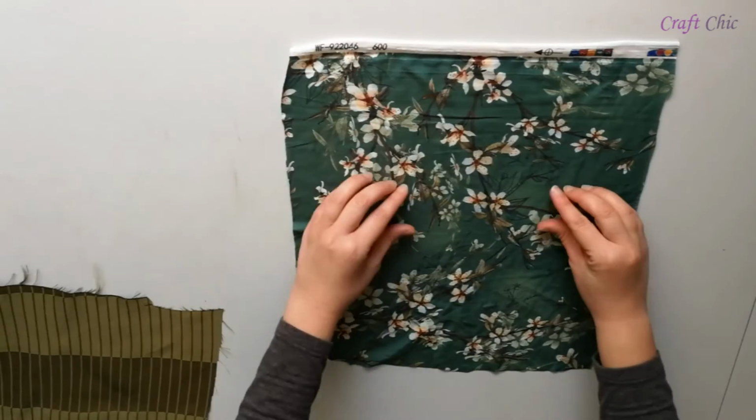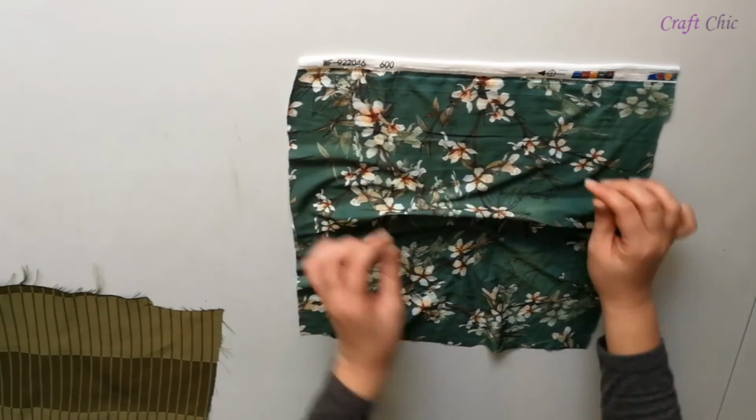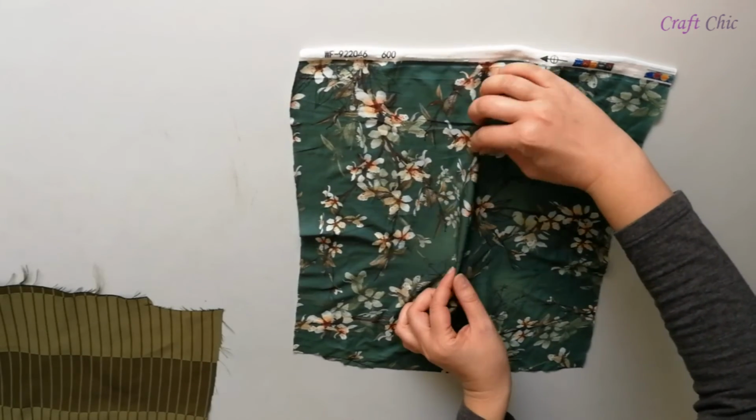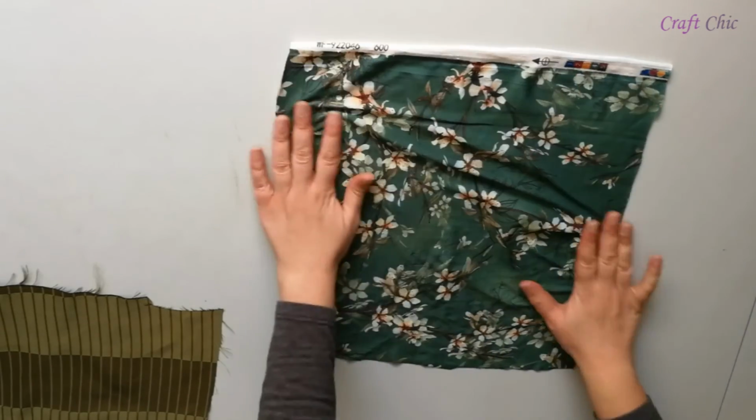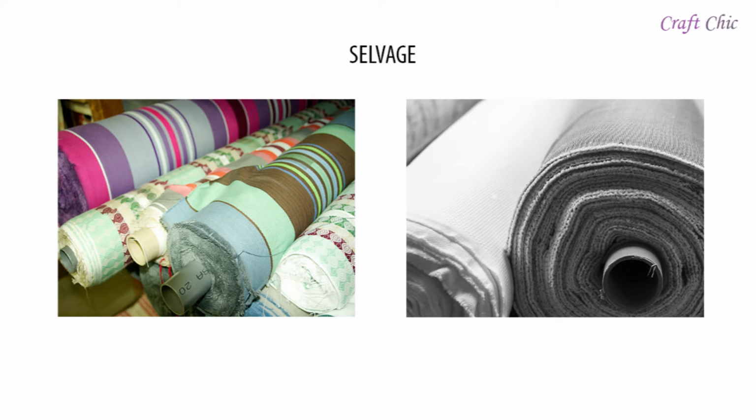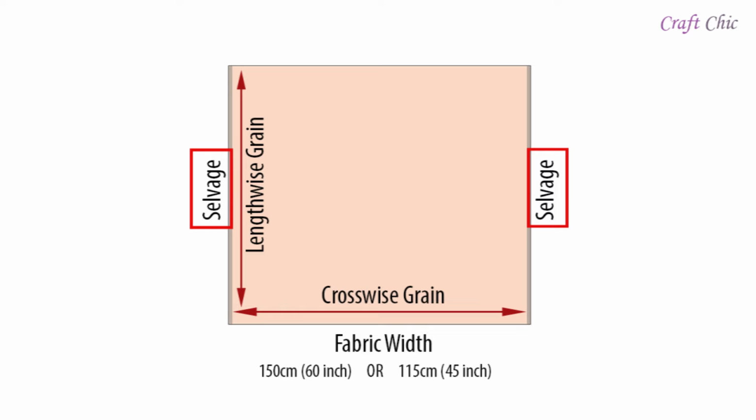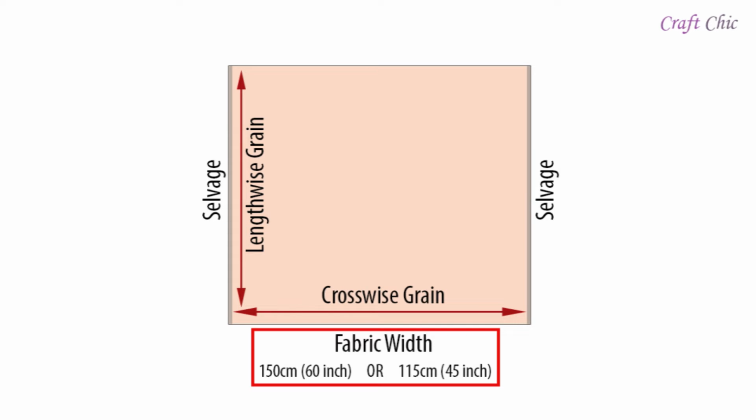When you want to test if your fabric stretches in one direction or both, you can just fold your fabric on both grains. The selvage of the fabric is the tightly woven factory edge that runs parallel to the lengthwise grain, and the width of the fabric is measured from selvage to selvage. The two most common widths of fabric are 150 centimeters and then 115 centimeters.